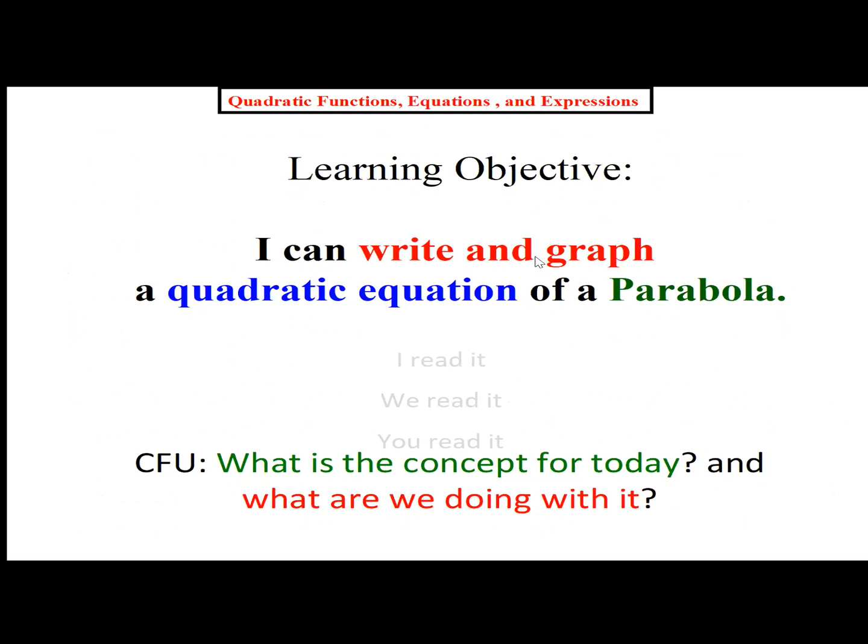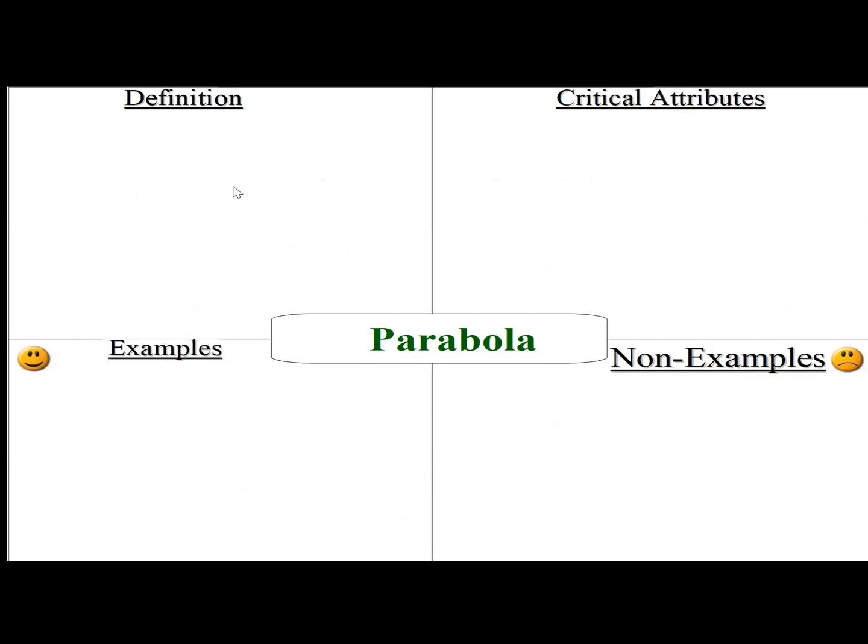Our objective for today, I can write and graph a quadratic equation of a parabola. If you notice, we're still on the same objective. Today, we're just adding more skills to this. So what is our main concept for today again? Parabola. So in your own words, in your Frayer model, give me a definition, one example, one non-example, and a hashtag. I'll give you 1 minute to do that. Go.